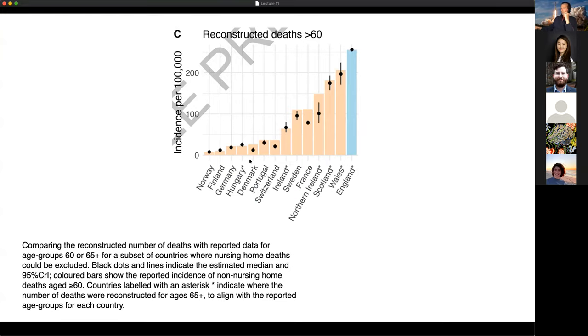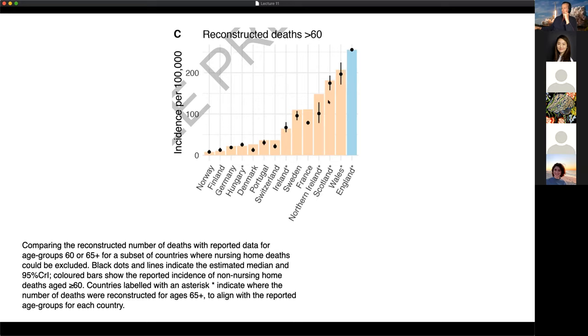Here's another way to look specifically into the rate of deaths by country in a specific age group. So in the high risk age group over 60, the dots are again something that was reconstructed by their model, and the bars are what was actually measured, including standard deviations. There's some business about, and we'll talk about it, the number of deaths.